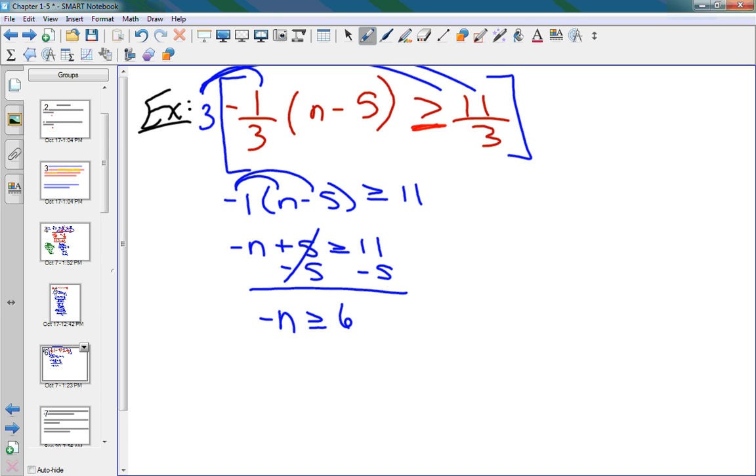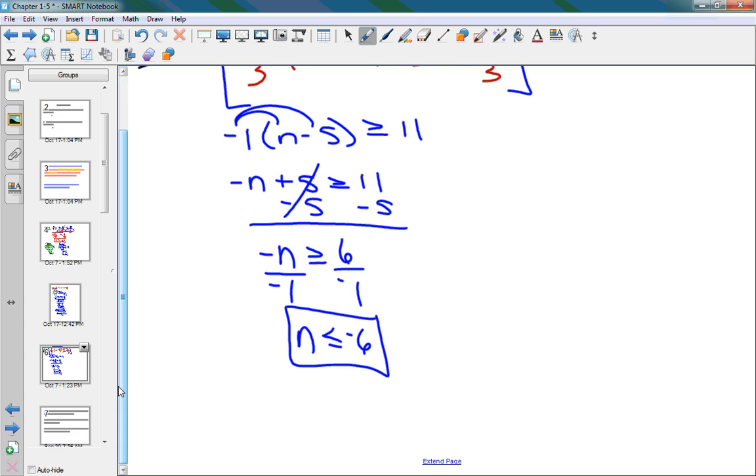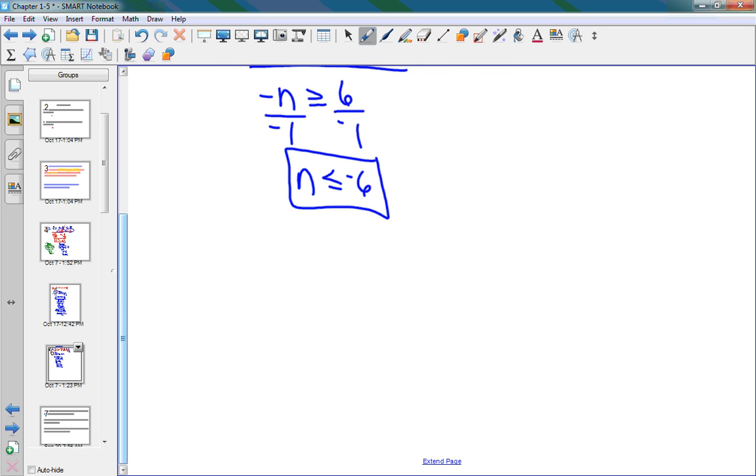I need to solve for 1n, not -1n, so I'm going to divide by -1. Now, did I divide by negative? I did, so I flipped the sign to get -6. My variable's on the left, and now I'm going to go ahead and graph this. I put -6 on the number line. Can it be -6? Well, this says it can be less than or equal to -6. So it's a closed dot at -6. And I want all the values where n is less than -6, so I'm going to shade down to the left. Okay?